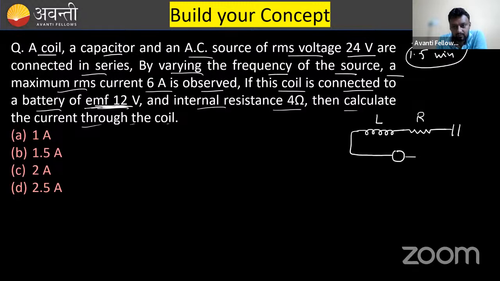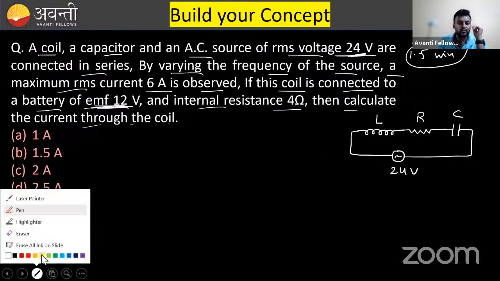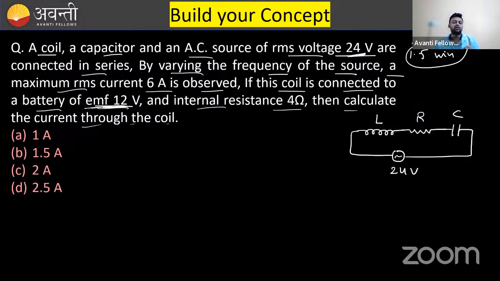This is the AC source, which has some RMS voltage of 24 volts, connected in series. Now, maximum current. Look at that. This is a series LCR circuit, and in a series LCR circuit, when is maximum current observed? Can you answer this? You will say, sir, maximum current is observed when the circuit is in resonance.